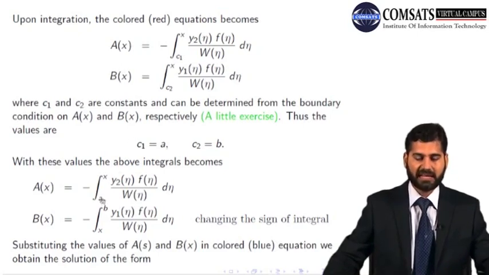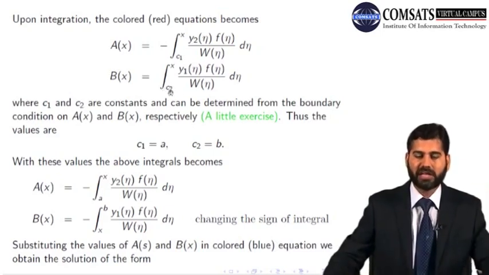So once A(x) and B(x) are known, you see x has to be less than b, because x always lies between the interval a and b. So c2 comes out to be b, so it has to be b to x, right? But the smaller limit should be the lower one. So we can change the limits to x to b and put a minus sign up front. Here I put the minus sign up front and wrote it as x to b, because b is bigger than x, so it has to be the upper limit. So we are changing the sign of the integral.